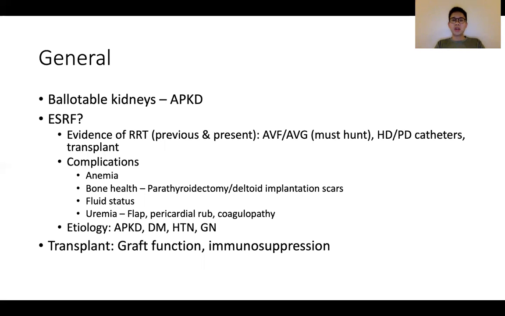In the renal case, oftentimes you encounter patients with end-stage kidney disease, so it's important to talk about renal replacement therapy, both past and present. For renal replacement therapy, you can get AVFs and AVGs. It is important to hunt for the AVF and the AVG because in some patients, it can be sited at inconspicuous places such as the thigh. So we have seen patients with AVFs, AVGs in the thigh, and if you do not adequately expose the patient or offer to expose the patient, you may miss these.